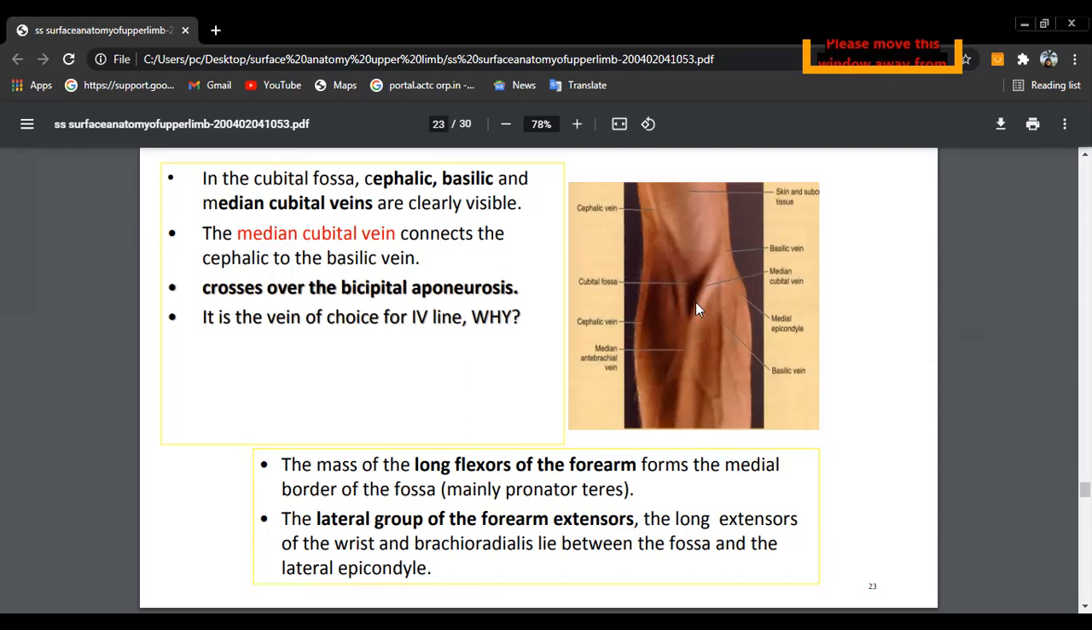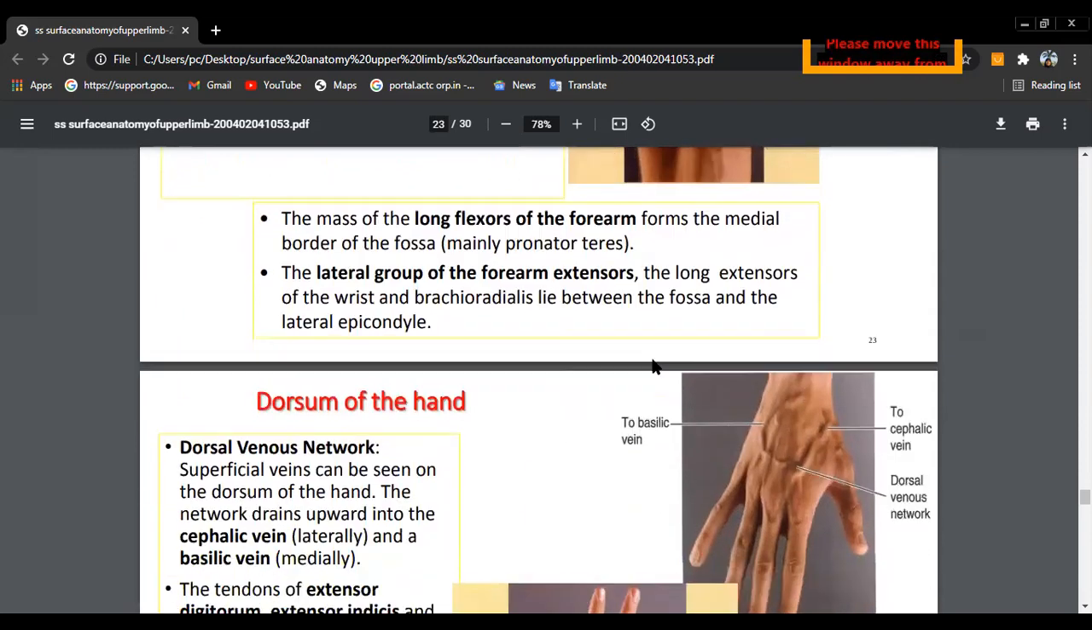If you want to do any examinations, you can give IV fluids and also IV injections, choosing this median cubital vein. Okay, so the mass of long flexor tendons of the forearm forms the medial border of the cubital fossa. We know because the medial epicondyle is the common flexor origin. Lateral epicondyle is the common extensor origin. Isn't it?